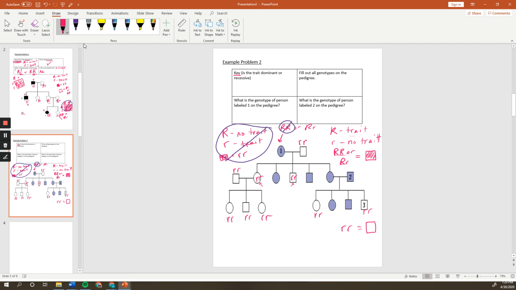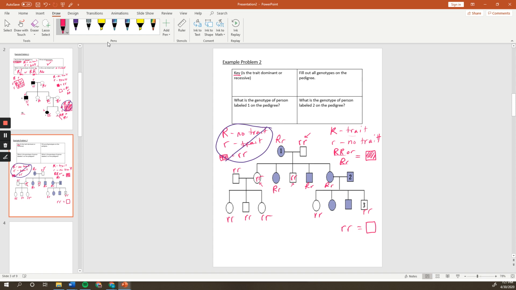So, sorry, this is getting messy. I'm going to erase this and write what it is. So this parent has to be big R, little r, okay? So that means that this person is going to be big R, little r, right? It can't be big R, because this parent does not have a big R. Big R, little r, big R, little r. All right, cool. So that's good for that family.